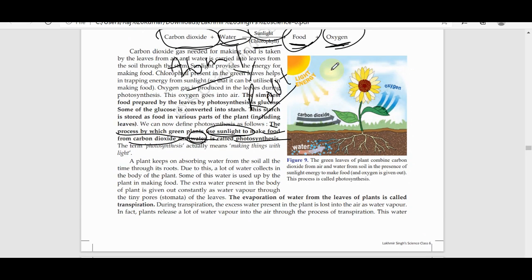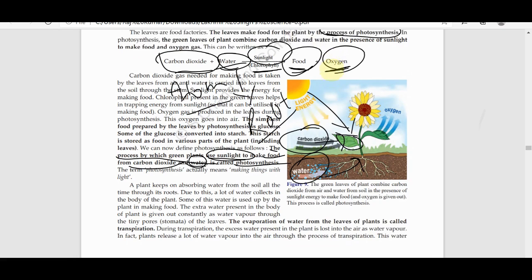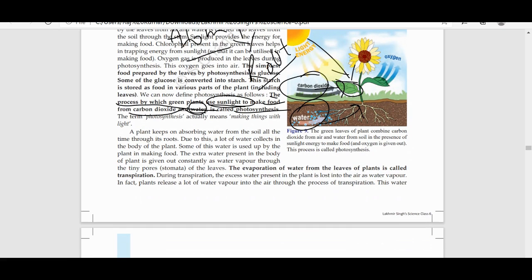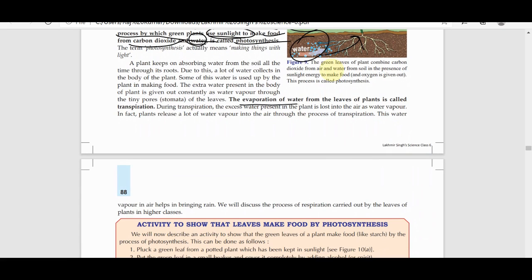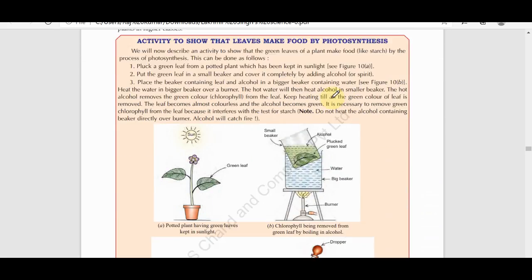There are conditions given. Water is absorbed from the roots and carbon dioxide is taken from the atmosphere, and the leaves get sunlight, and they get the proper conditions. So definitely they will perform photosynthesis and make the food substance. You have to remember the evaporation of water from the leaves of a plant is called transpiration. So I think you get the meaning of it.